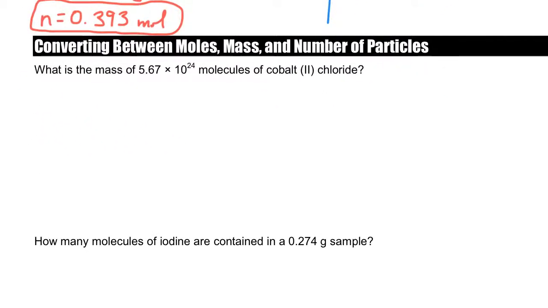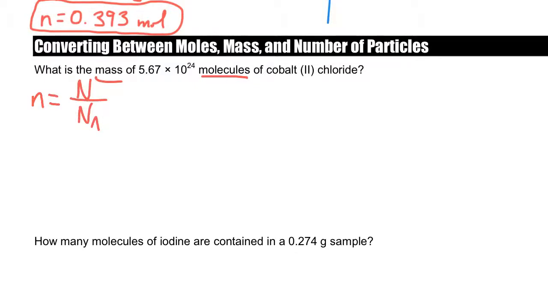The first one: what is the mass of this many molecules? Remember, molecules is also known as number of particles. So we have number of particles and we're asked for mass. We don't have one equation to go from one to the other, so we're going to have to do this in 2 steps. First, we need to figure out the number of moles.